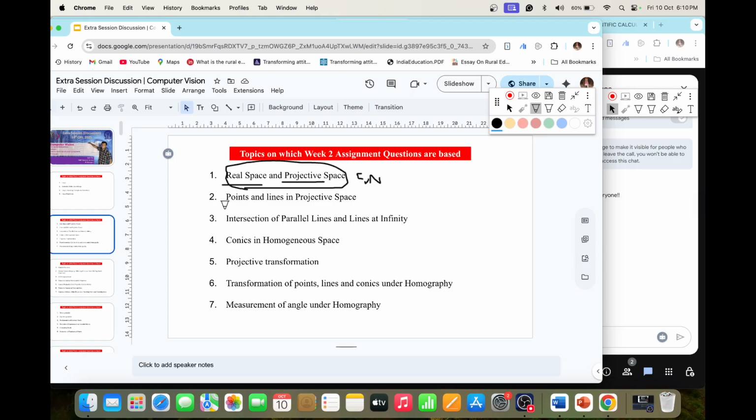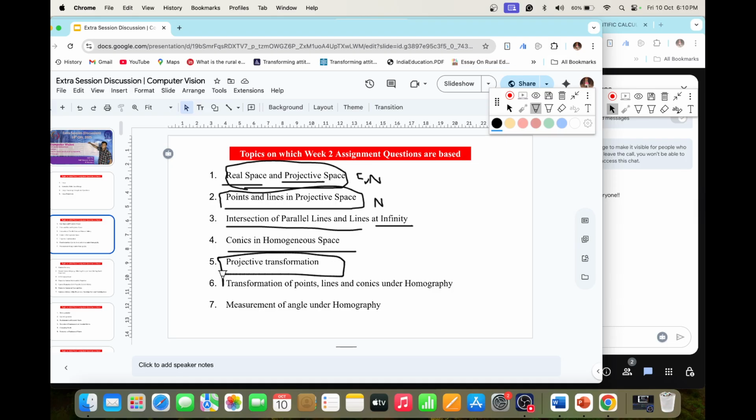And then we have points and lines in projective space. Again, a very simple concept: the cross product of 2 points will give you a line, and the cross product of 2 lines will give you a point in projective space. A simple but important concept for short numericals. Then the intersection of parallel lines and the line at infinity, which relates to affine concepts. Theoretical as well as a few numerical questions can be asked, but the theoretical side makes more sense. And then conics in homogeneous space, you can look over this topic.